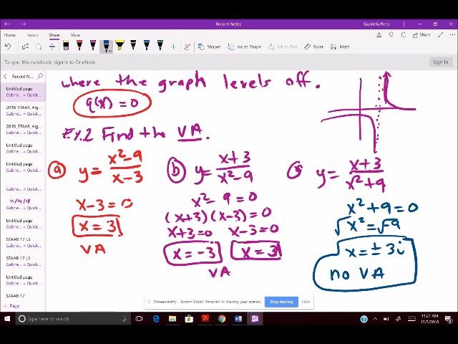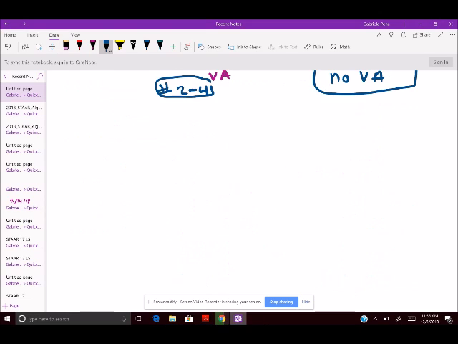Yes? Okay, so this is going to be good for problems 2 through 4. Example 1 was number 1. Example 2 is for 2 through 4. Okay, so we've talked about vertical asymptotes. Now we're going to be talking about horizontal asymptotes.